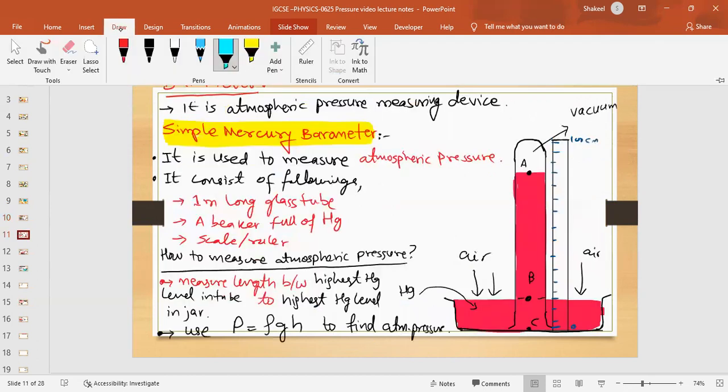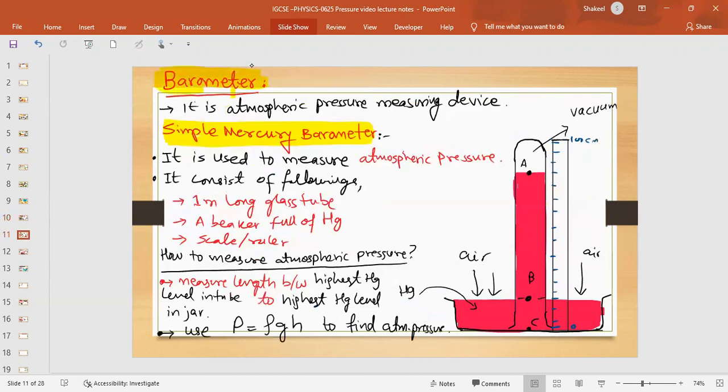Okay, the next thing is again very interesting. It is the barometer. A barometer is an atmospheric pressure measuring device. If you want to measure how much the air pressure is right now in your room, you need a barometer. We will be using a simple mercury barometer. Why is it known as simple? Because its construction is very simple. It only consists of a 1 meter long glass tube, a beaker full of mercury, and a scale or ruler. See how simple it is? That's why it is known as a simple mercury barometer: simple due to its simple structure, mercury because mercury is used in it, and barometer because it is an atmospheric pressure measuring instrument.